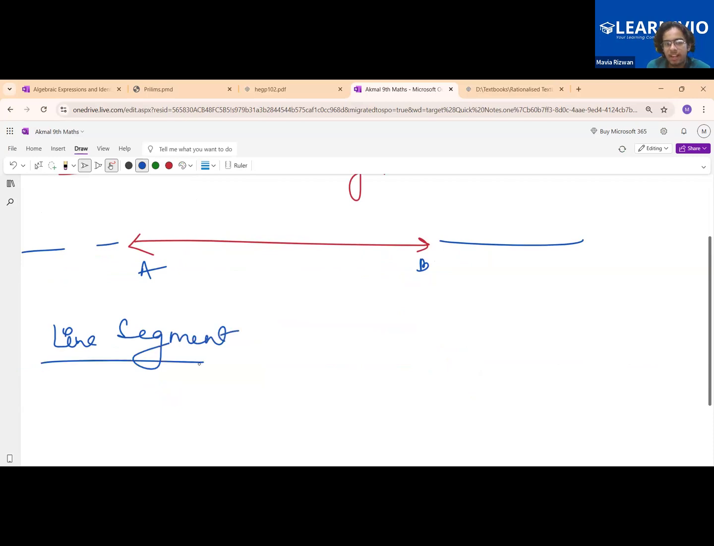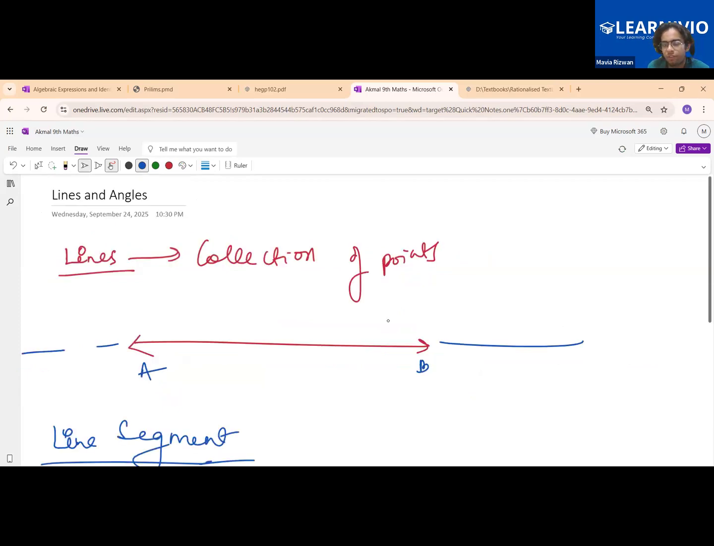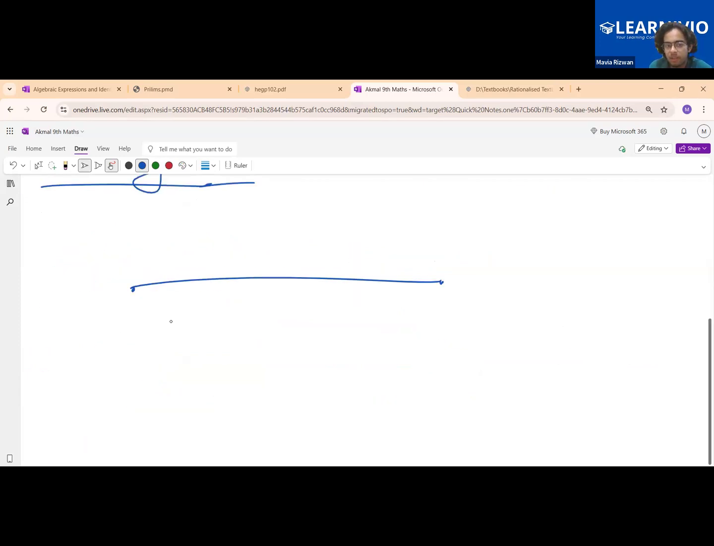Okay, Akmal, the second thing we have to talk about is a line segment. A line segment is when I have a part of a line, which means it is not infinite. A line is infinite, I can extend it to infinity. A line segment is limited. Let's say AB. So we don't have arrows, so it can't be extended. Is the line segment clear?